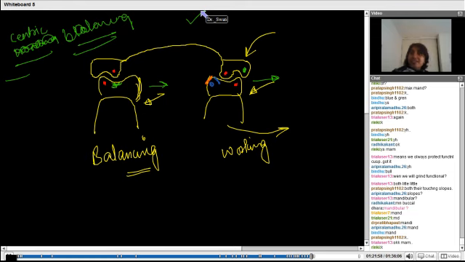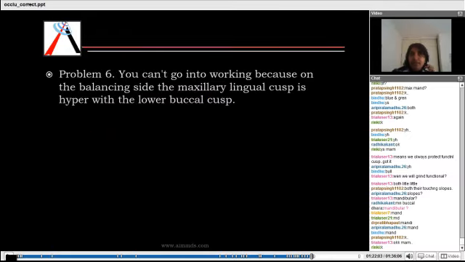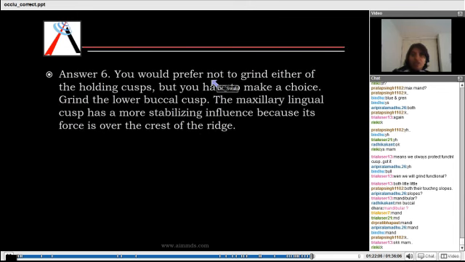But otherwise, it depends on the situation which one you choose. So this is a very tricky situation, clinically also. Here you would prefer not to grind either of the holding cusps, but you have to make a choice, isn't it? Grind the lower buccal cusp. The maxillary lingual cusp has more stabilizing influence because it forces over the crest of the ridge.